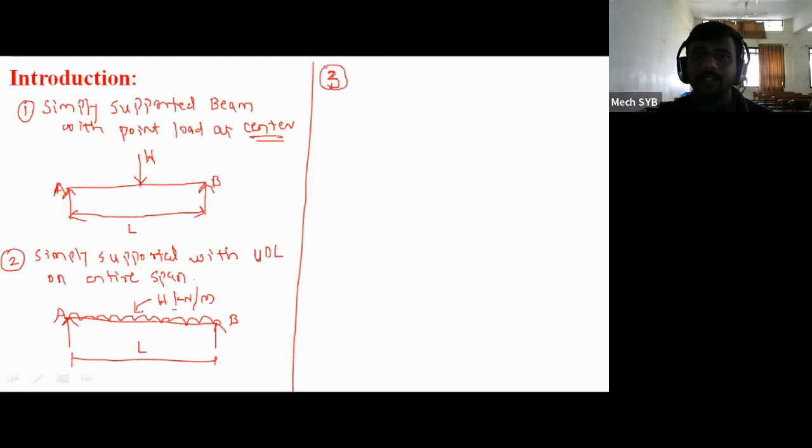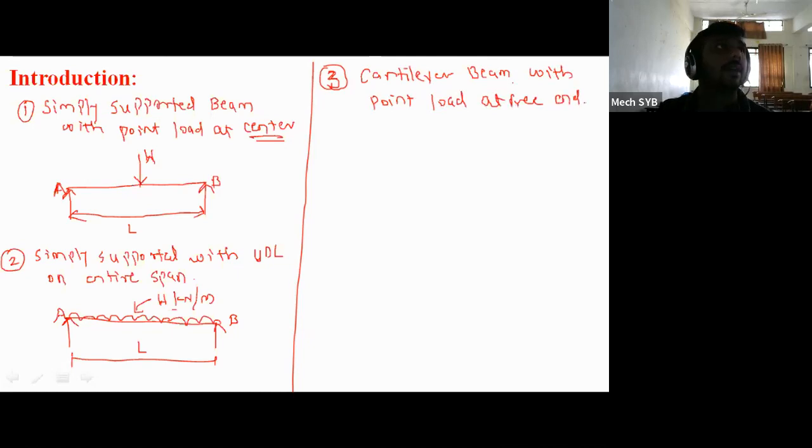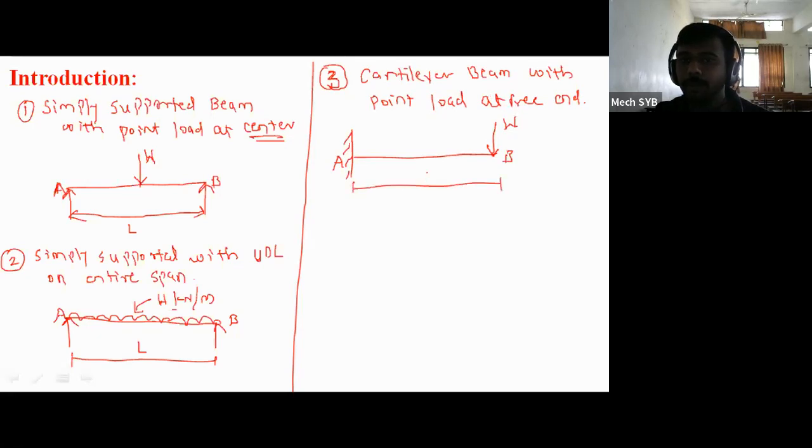Then third standard case, cantilever beam with point load at free end. So you have to draw the cantilever beam whose one end is fixed, another end is free, and at the free end, point load दाखवा in the form of W. So this is point A, this is point B, and this will be the L.